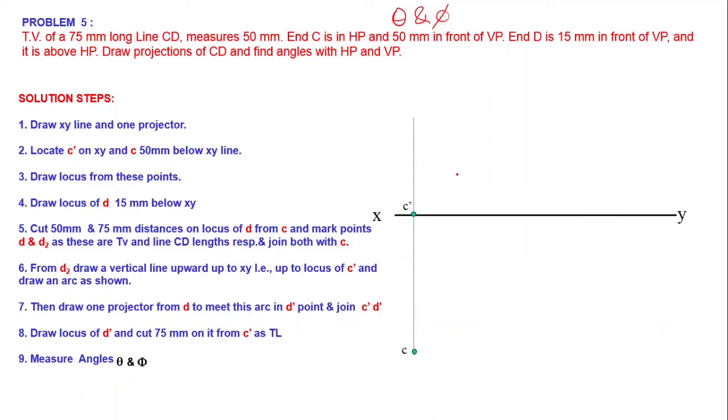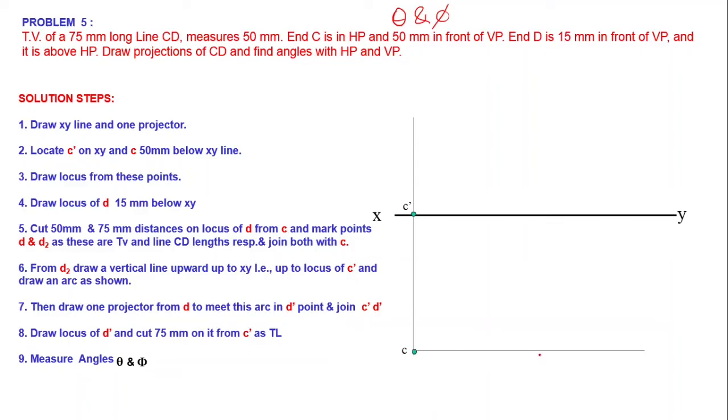Then we can locate C dash on XY and C 50 mm below XY line. We have already discussed that part. Draw the locus of these points. Locus of end point: the locus of this C dash is on XY line itself, and locus of C is drawn like this.